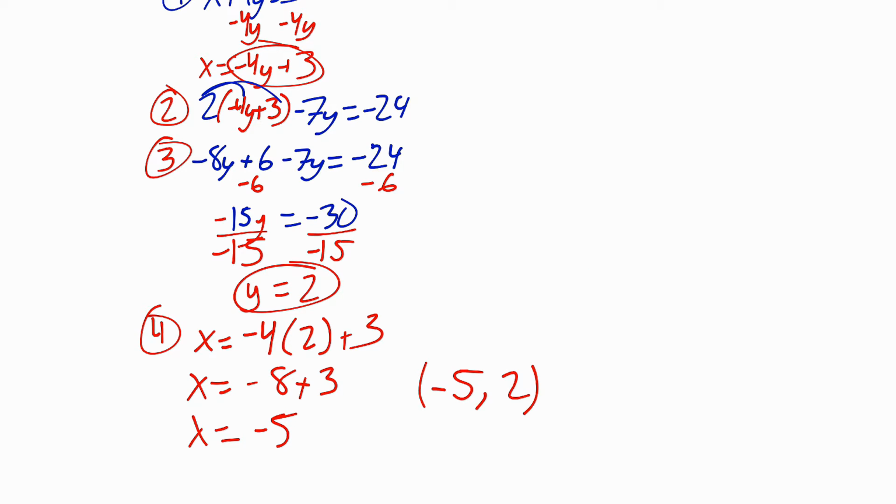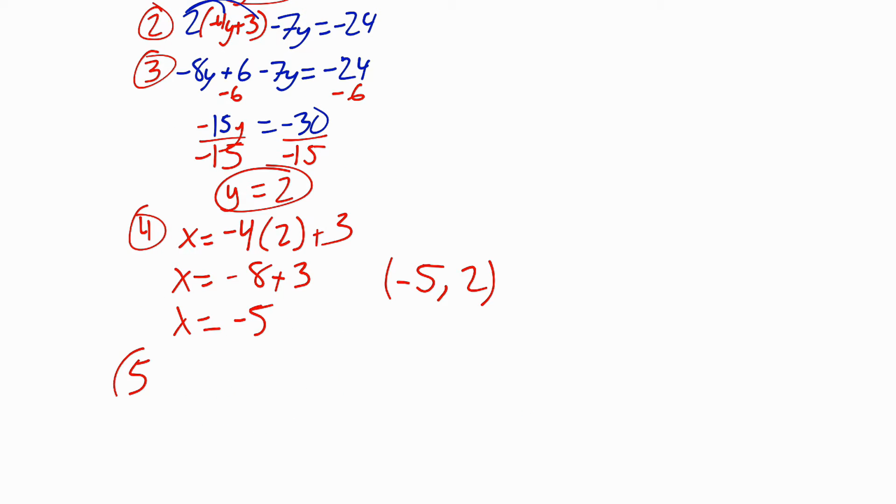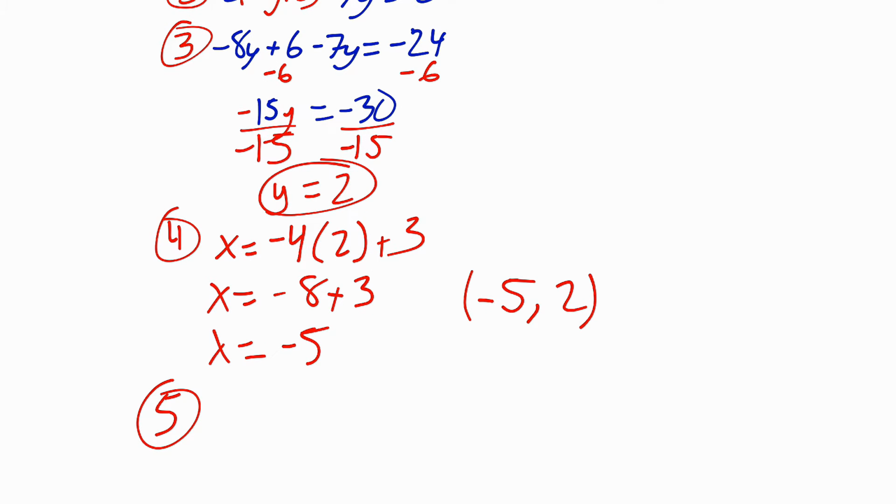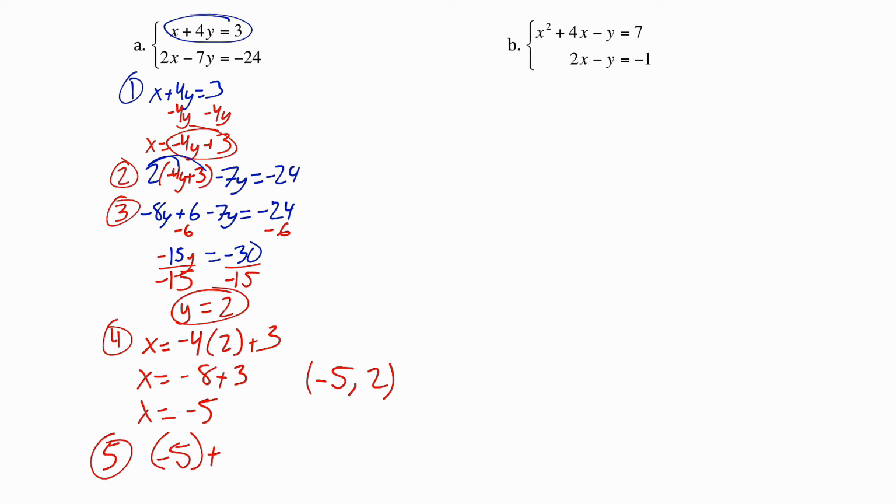Now we should check our work. So step 5 is check your work. So we're going to go through and plug it back into the original equation. So we had negative 5, our x value. I'm going to put that in parentheses just to get in the good habit. Plus 4 times y, which was 2, equals checking to make sure that it's equal to 3. So we have negative 5 plus 8 equals 3.